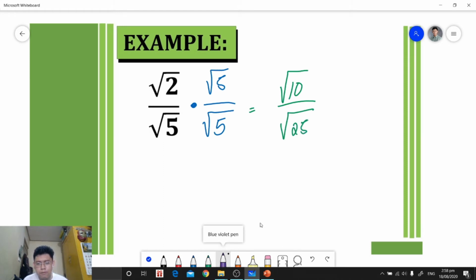Now let's simplify this. We will have square root of 10 over 5. Now, can we simplify this? Again, please do not cancel out 10 and 5 because they are not the same. 5 is not inside the radical symbol, and also 10 is not outside the radical symbol. Therefore, this will be our final answer.